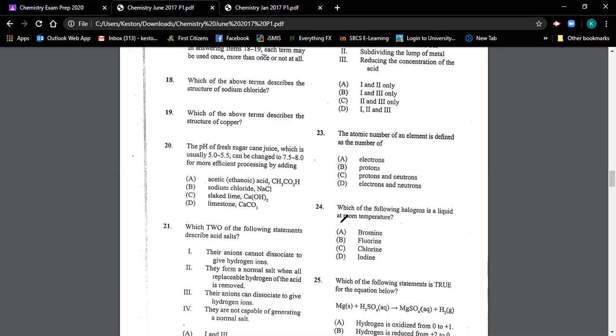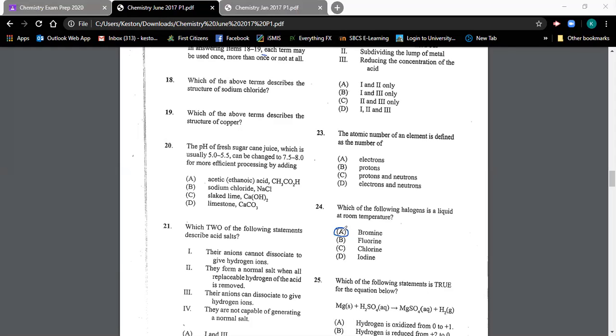Nobody remembers? It's bromine. Right? Chlorine is a gas. Iodine is solid. Fluorine, I think, is a gas as well. So A, bromine, and it's yellow-brown in color.